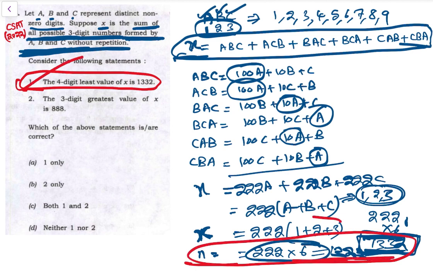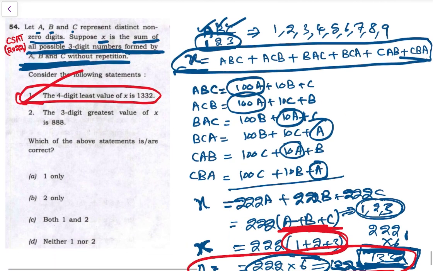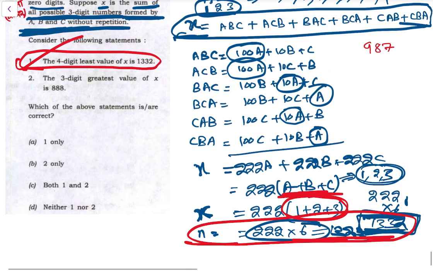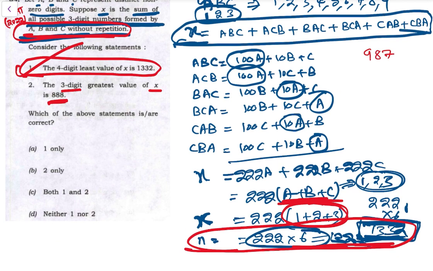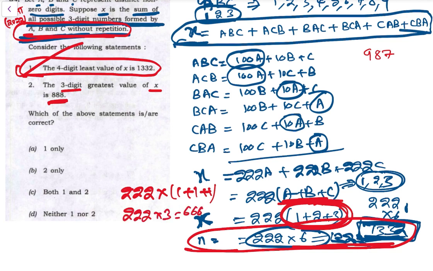So when least value is 1, we take ABC as 1 2 3, then only we get least value, right? So अगर नहीं है तो 987 भी ले सकता है. ठीक है, so अगर 987 लिया वो हाईएस्ट वैल्यू, then 3 digit greatest value of x is 888. So अब ये हो ही नहीं सकता because विदाउट रिपीटिशन दिया है. ठीक है, सो द लोवेस्ट नंबर इज 1 2 3. अगर वही 222, रिपीटिशन होता दैट इज 1 + 1 + 1 होता, दैट वुड बी 222 into 3 होता, दैट इज 666 होता.